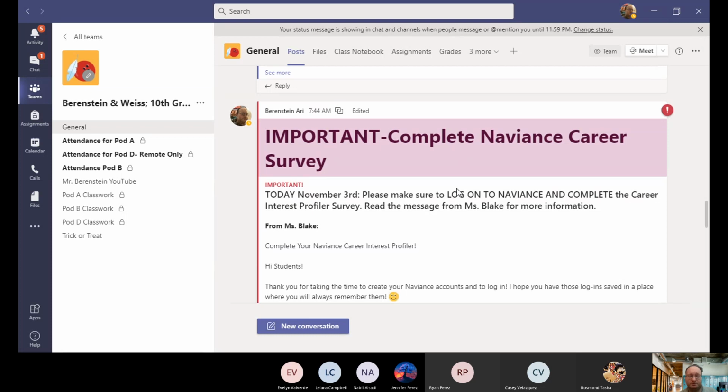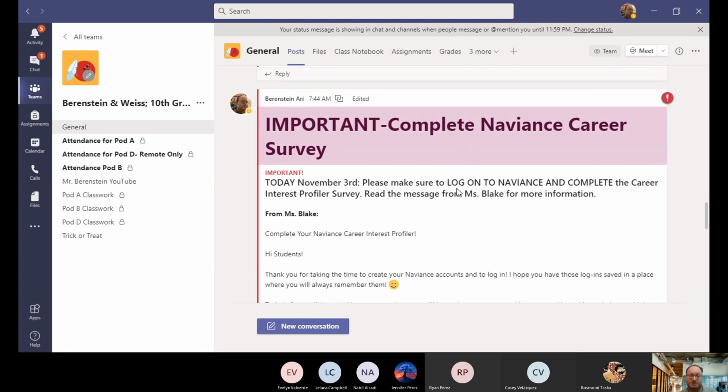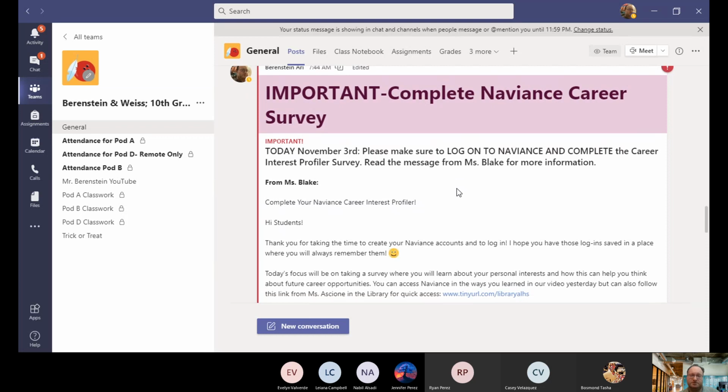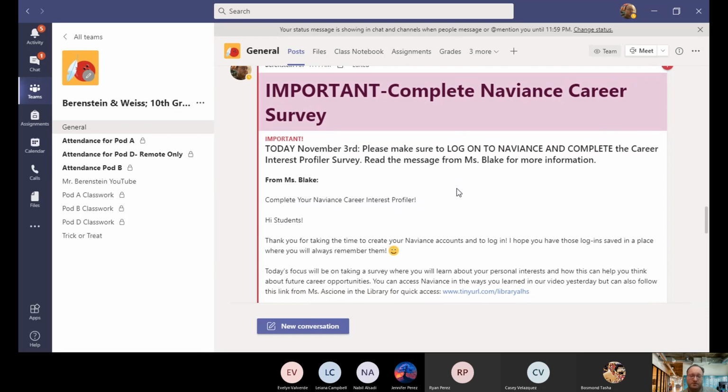And I've posted two messages. This is today's message from Miss Blake, who is, and Miss Bosmond, you can correct me if I'm wrong, I believe she's a school social worker. But she also works in liaison connection with the college office. So she passed along these informational texts and links for us to give to you guys.